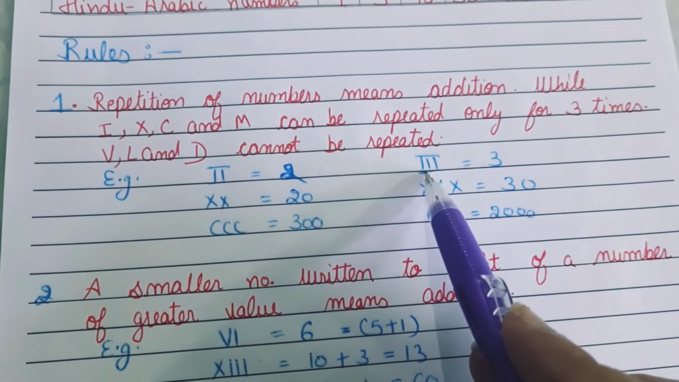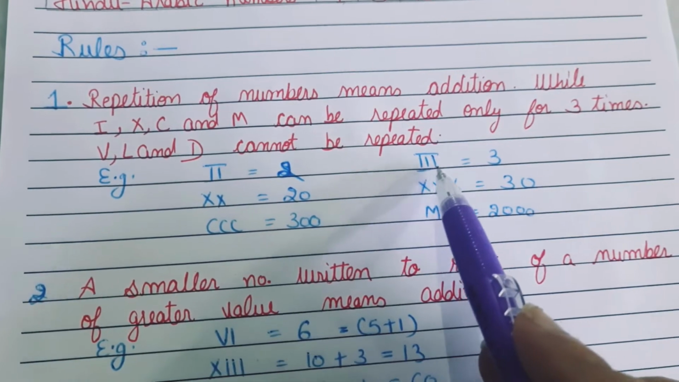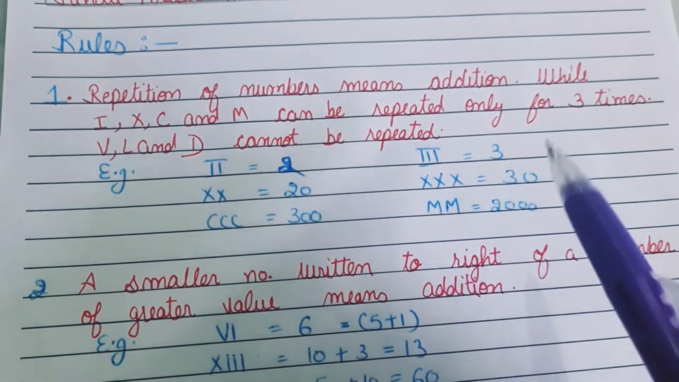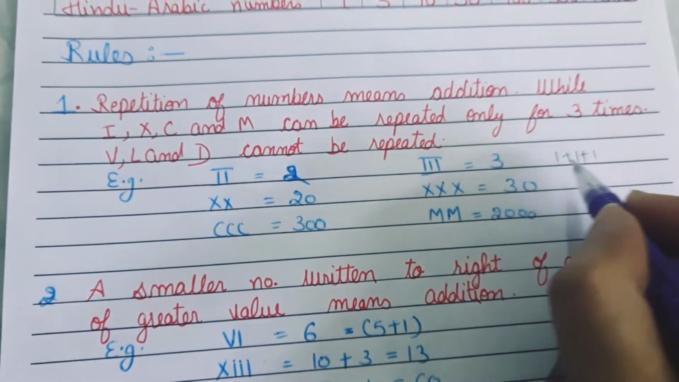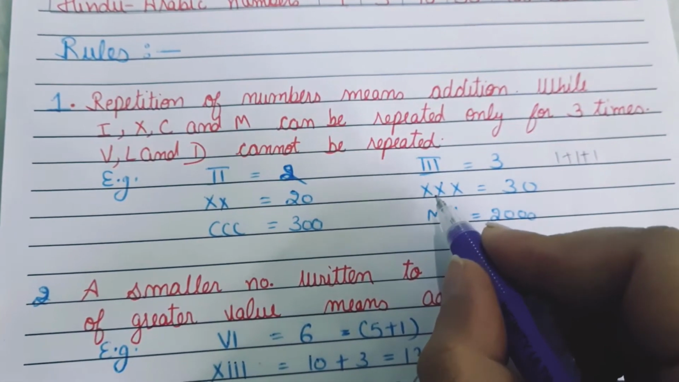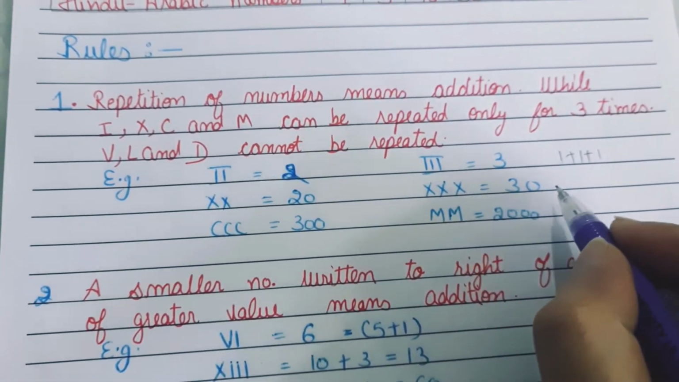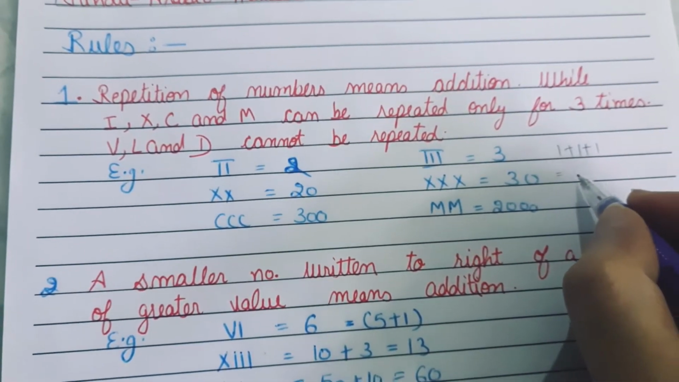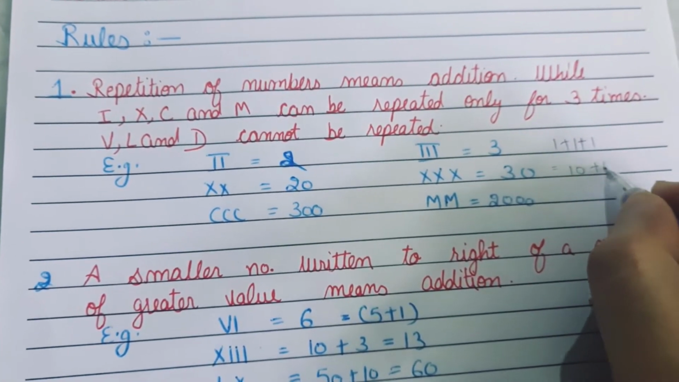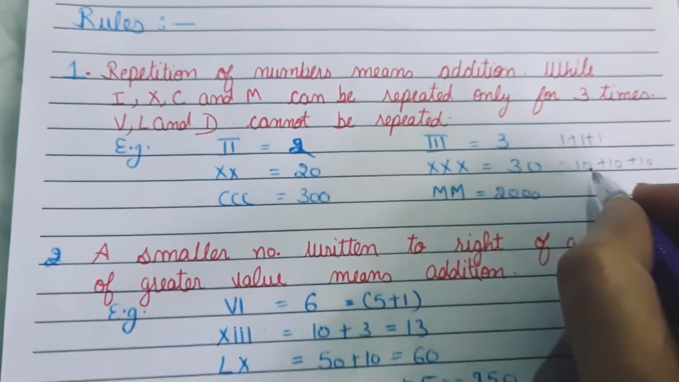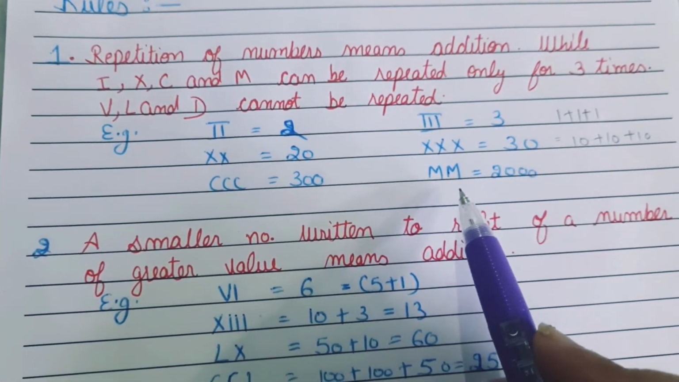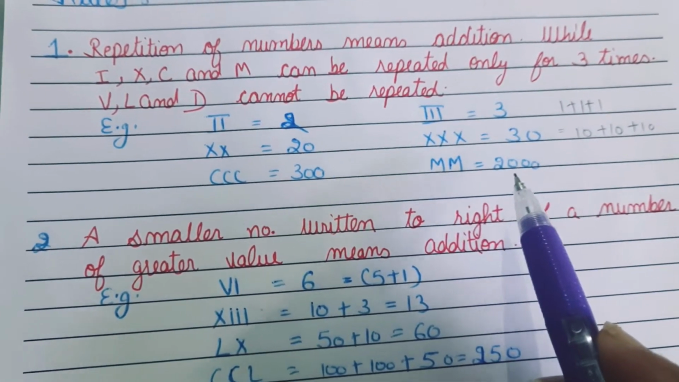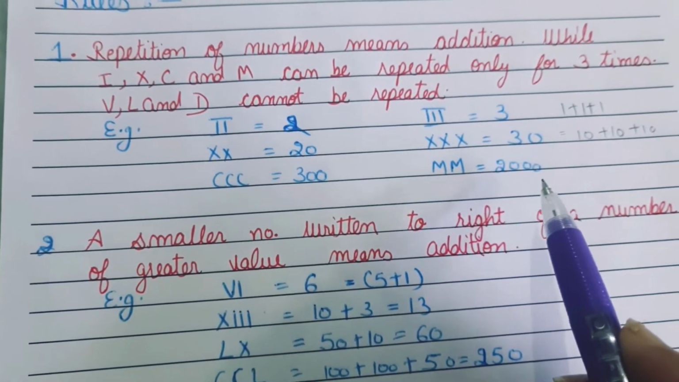Here we write I, which is 1, plus 1 plus 1 equals 3. Here XXX equals 30. How? It is 10 plus 10 plus 10, which equals 30. Similarly, double M means 2000, which is 1000 plus 1000.